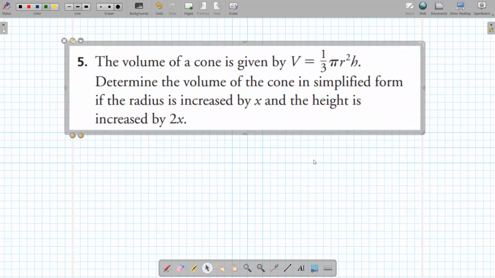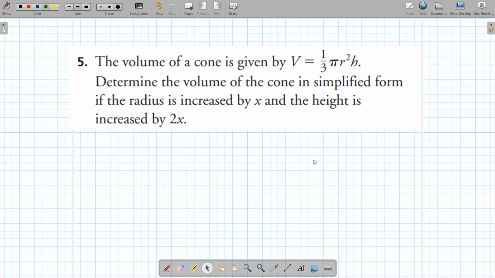All right, the volume of a cone is given by this. Without the over 3, that's the volume of a cylinder, right? Pi r squared h. But if you divide that by 3, you get the volume of a cone. Determine the volume of a cone if the radius increases by x and the height increases by 2x. Interesting. What is our approach going to be here?